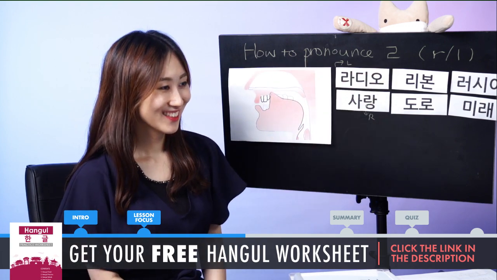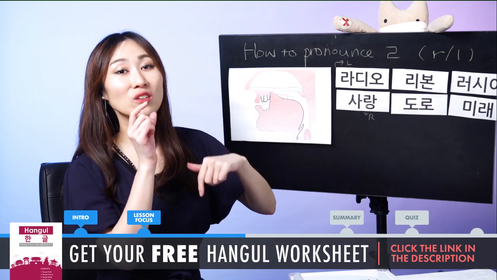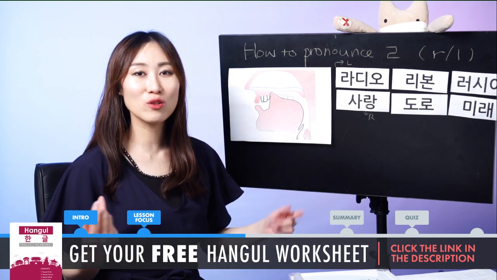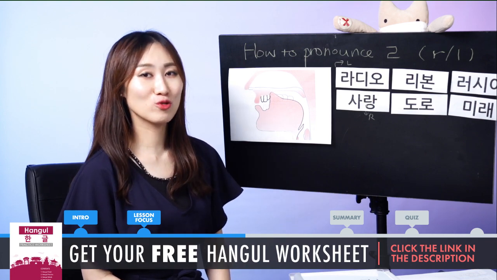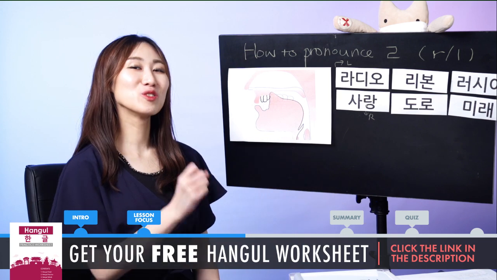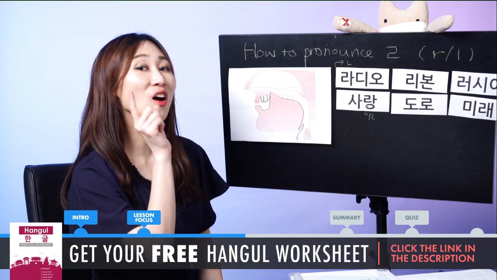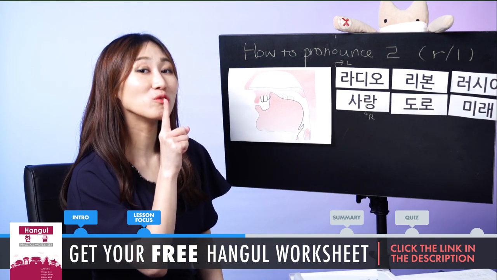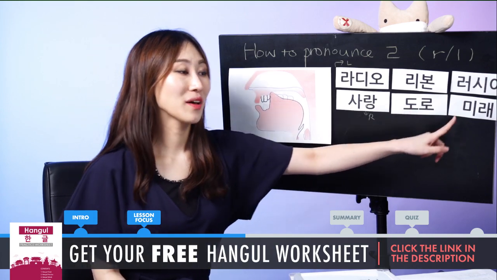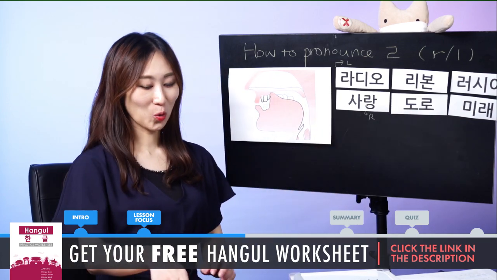Can you see this? You put the tongue just like when you pronounce the sound in dragon, drama, dress. When you make the sound, you put the tongue on the ridge of the roof of the mouth, right? 사랑, 도로, 미래.